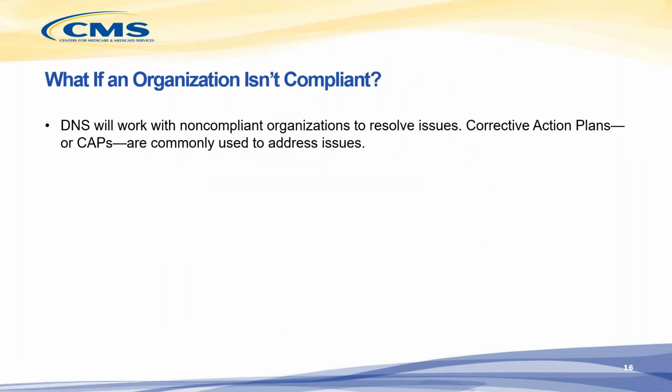All right, so back to compliance enforcement. So what if an organization isn't compliant? If an organization is not compliant, what will happen is once you file your complaint, we will gather all the information and we will work with that organization to resolve that issue. In some cases, it will require what we call a corrective action plan, or a CAP. That corrective action plan is used to address whatever issue is out of compliance. Next slide, please.